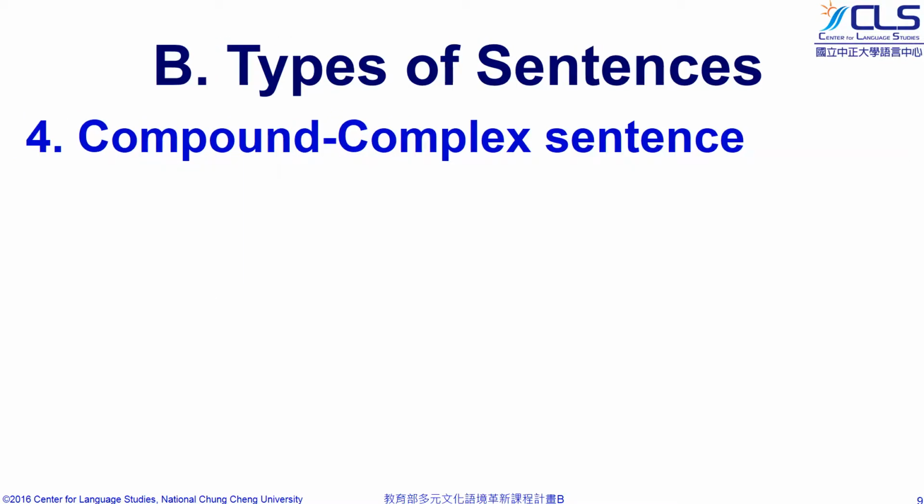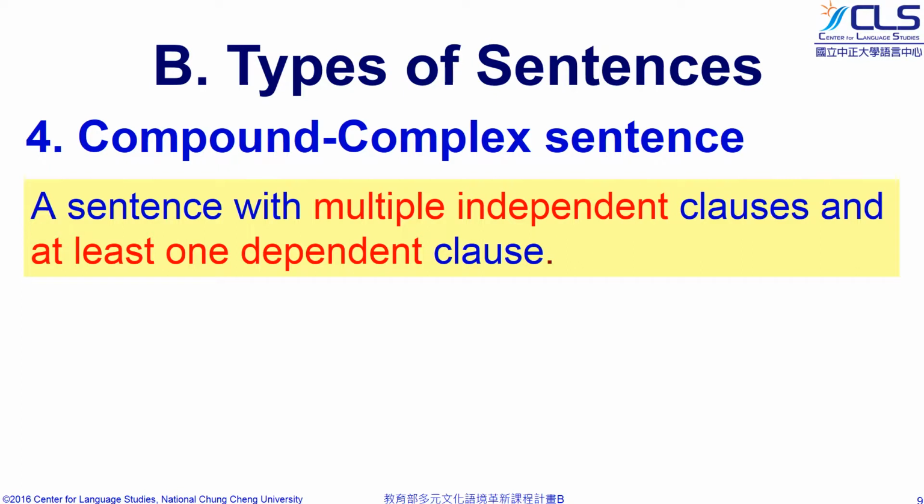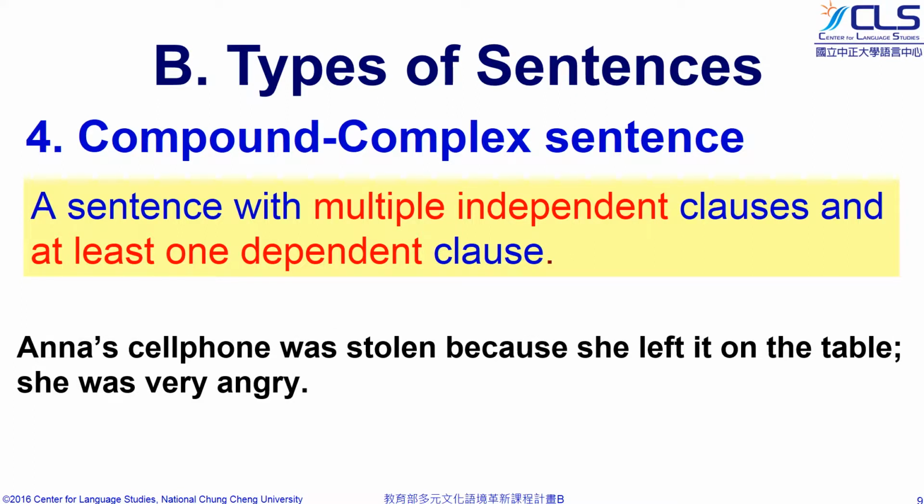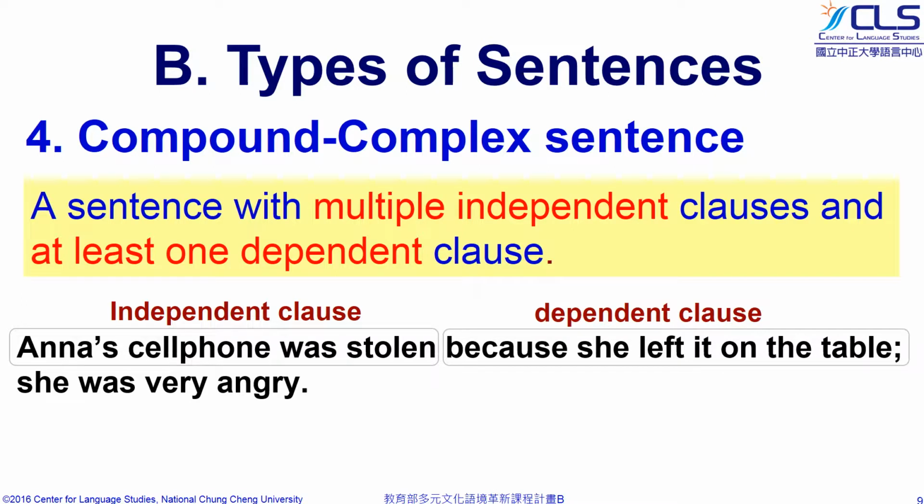A compound complex sentence is a sentence with several independent clauses and at least one dependent clause. The example here has two independent clauses with one dependent clause. "Anna's cell phone was stolen" and "she was very angry" are the independent clauses. "Because she left it on the table" is the dependent clause to explain the reason. So it is a compound complex sentence.